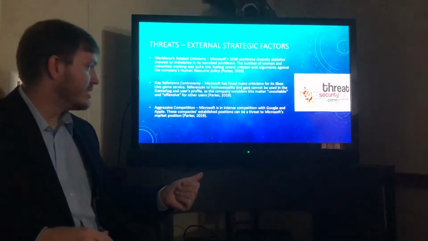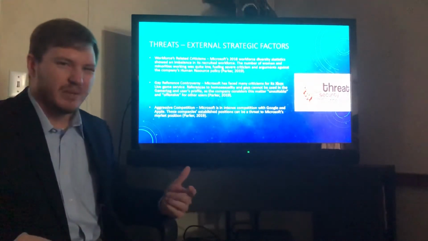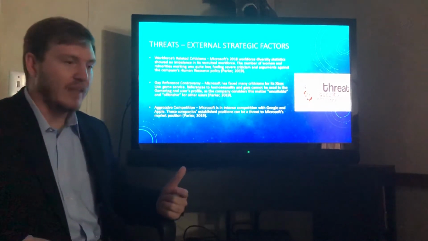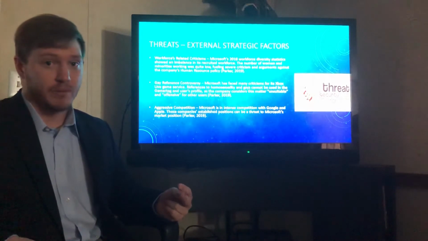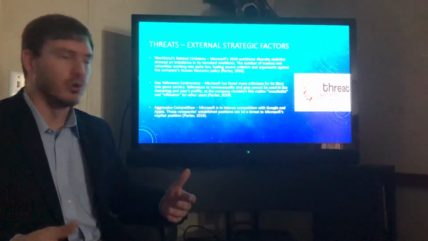An aggressive competition. So they have an intense competition with Google and Apple. As many well know, it's Microsoft versus Apple in the computer realm, and then you also have Google versus Microsoft in the realm of search engines, because you have Bing versus Google.